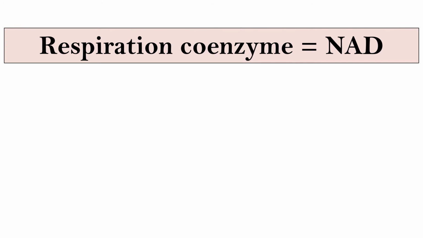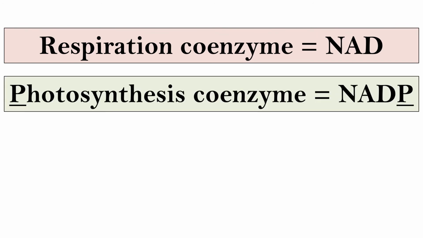Just a way to remember this, to not get them mixed up: you've got an electron transport chain in both photosynthesis and respiration, and you've got these coenzymes involved. The one in respiration is NAD, the one in photosynthesis is NADP. So P for photosynthesis, just to differentiate the two.